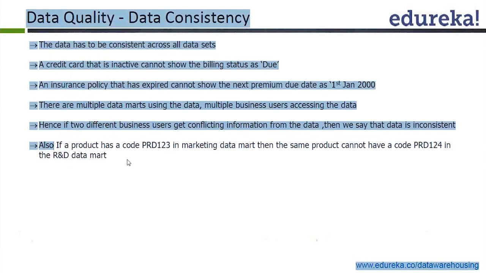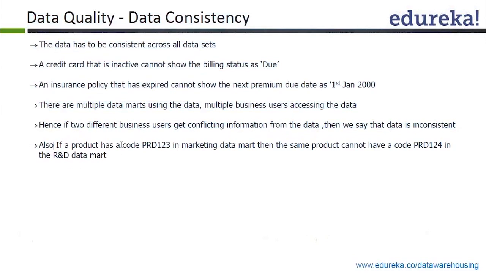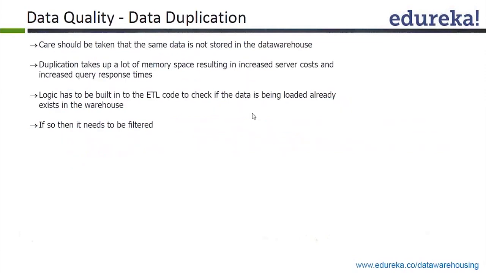Also, another example they are showing is a product code for a certain product is product 123, and in another system it is showing product 124. It is not consistent across different systems. So this is data consistency, which is another measuring parameter of your data quality.